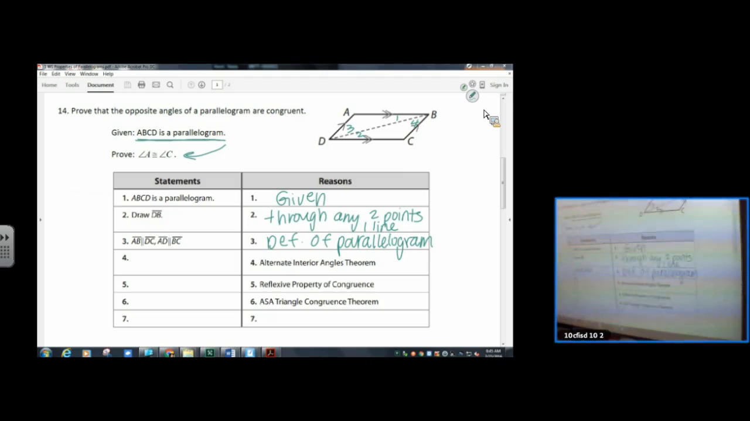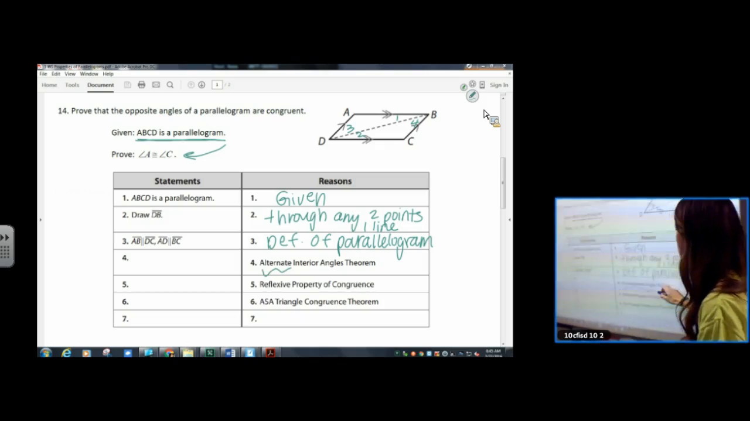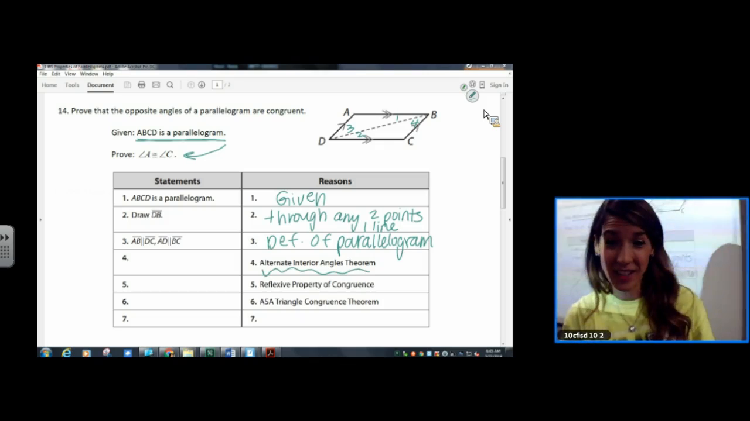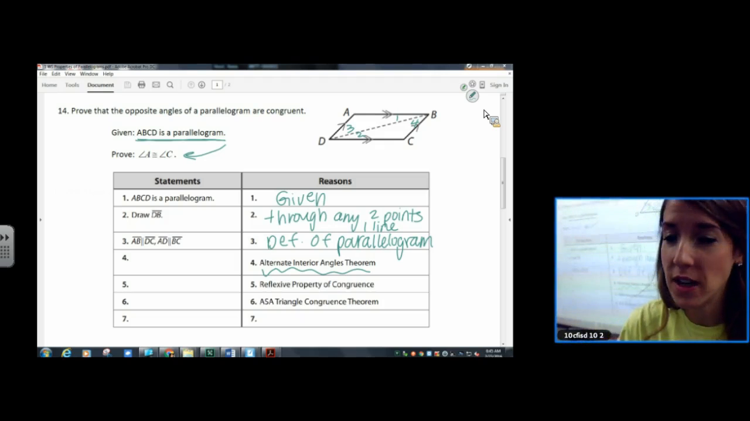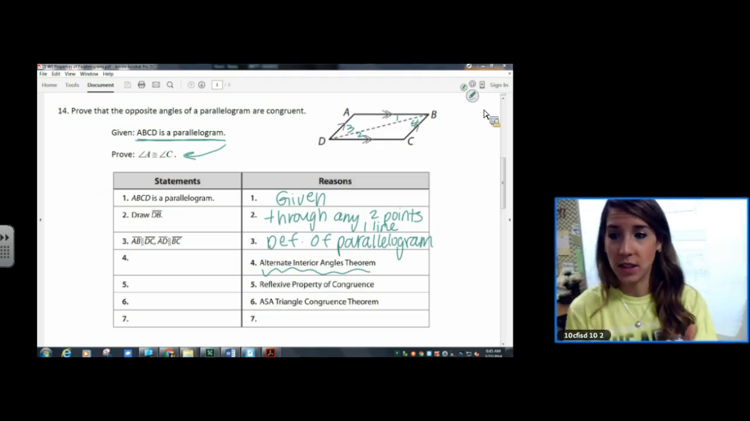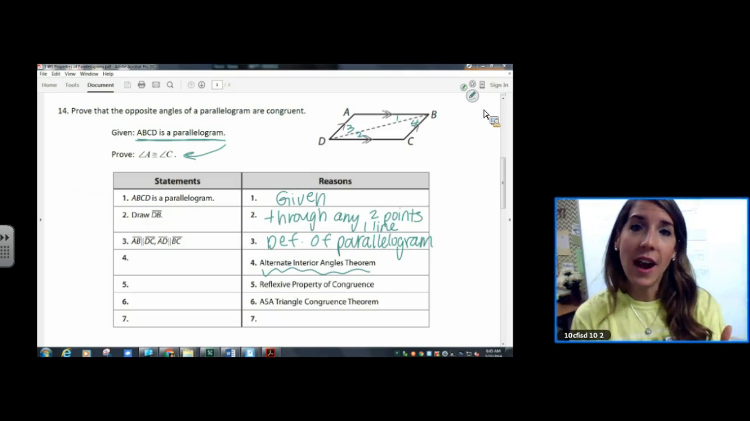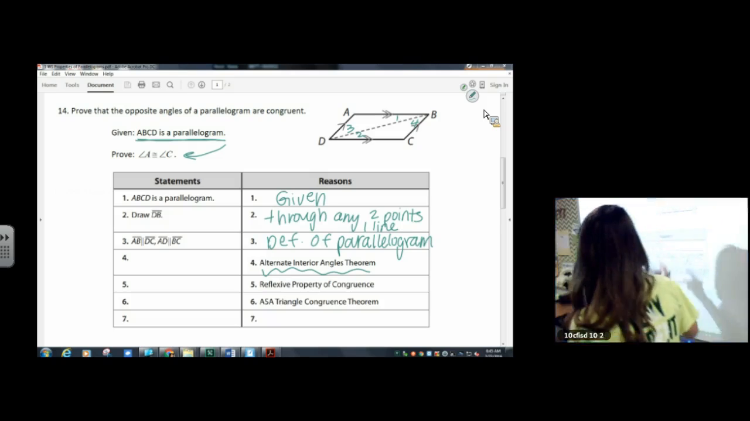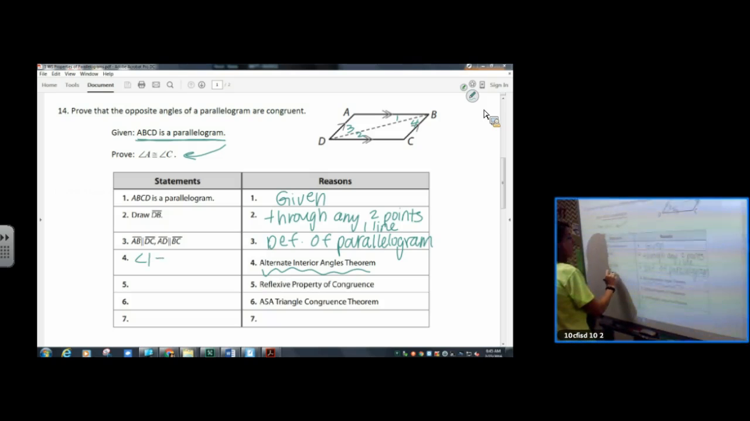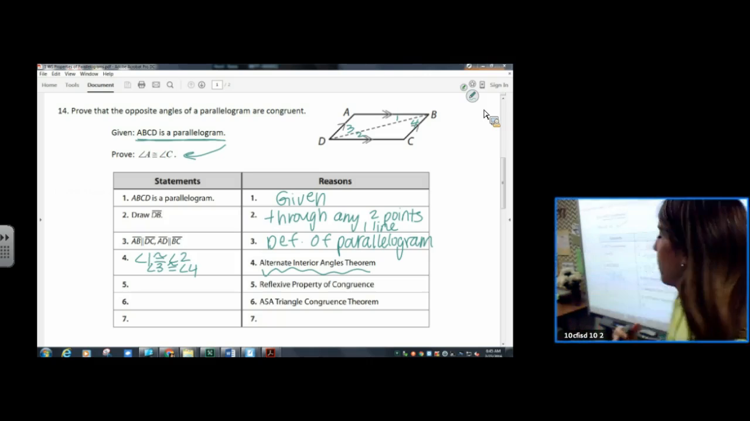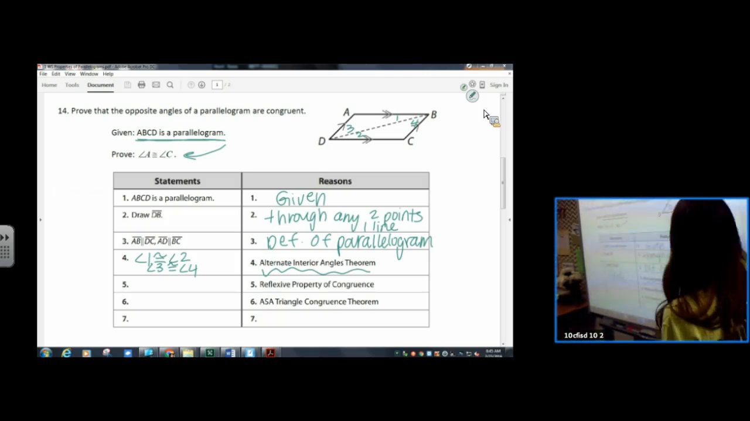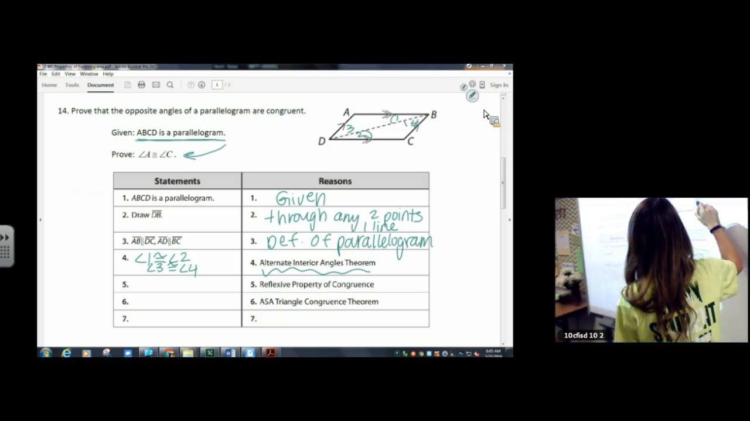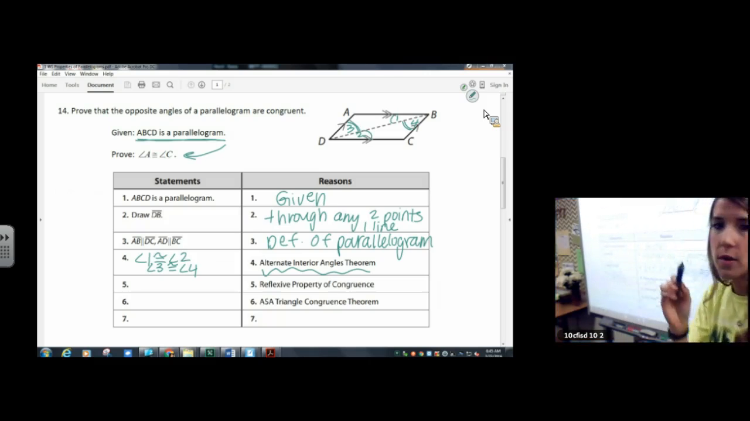I have to decide what comes next. What is my next statement? They give me my reason though. My reason is alternate interior angles theorem. And I know that the alternate interior angles theorem says if two lines are parallel, then the alternate interior angles are congruent. So I better say they're congruent, and then my reason will be that theorem. So in my picture, angle 1 would be congruent to angle 2, and angle 3 would be congruent to angle 4. It just depends on how they're numbered. Okay, awesome. Let's mark our picture. Anytime you write a statement in your proof, go and mark your picture.